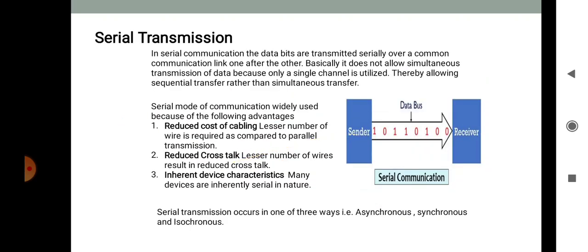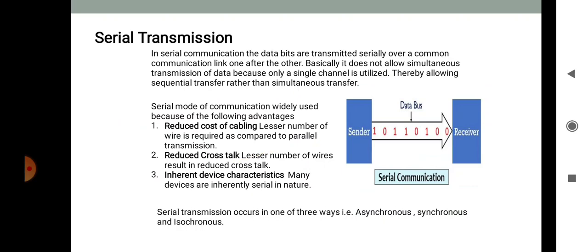Then the second type is serial transmission. In serial transmission communication, the data bits are transmitted serially, as per the name, over a common communication link, one after another. Basically it does not allow simultaneous transmission of data because only a single channel is utilized, thereby allowing sequential transfer rather than simultaneous transfer.